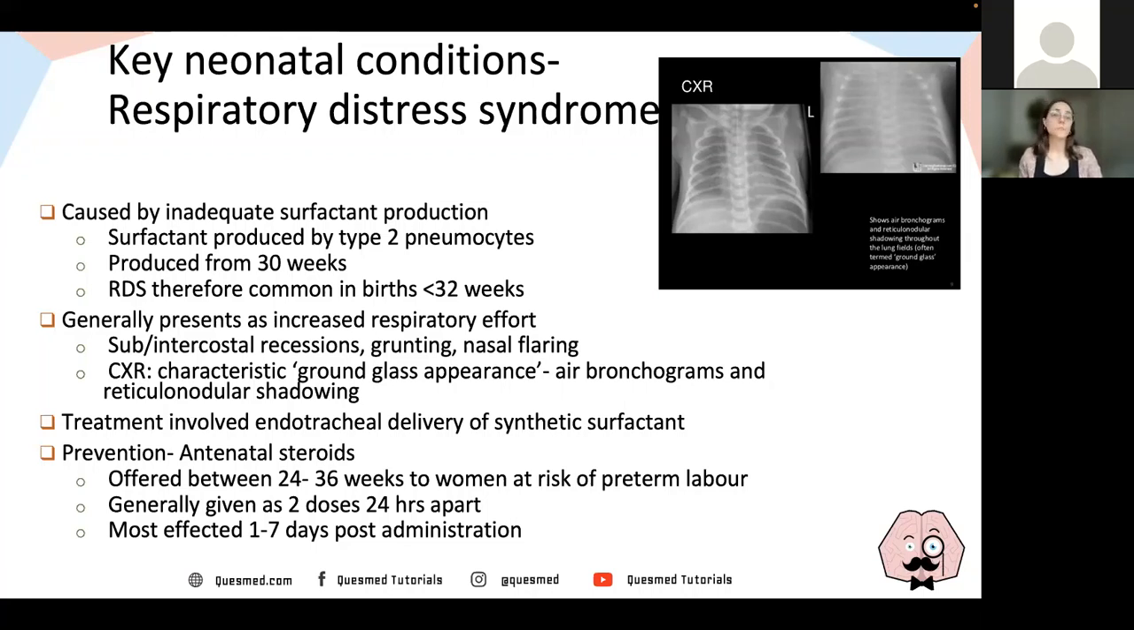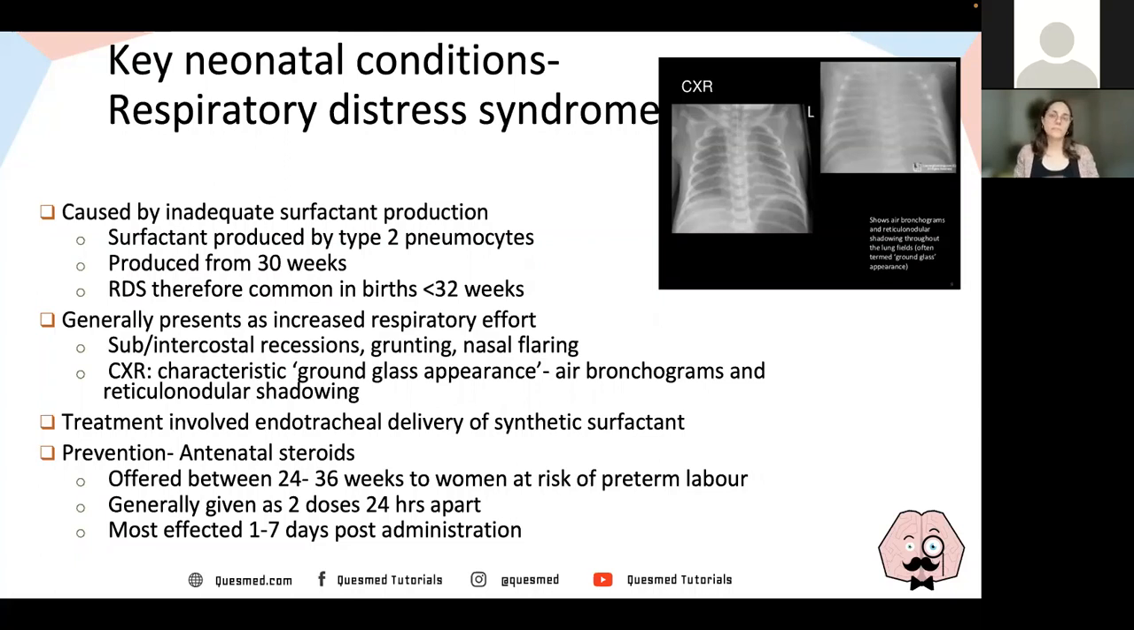These are offered between 24 and 36 weeks in women who might be going into preterm labor or are in preterm labor. Like I mentioned, the age gap at which you give it is larger than below 32 weeks. It is important, this is two doses 24 hours apart. If you've only given one dose of steroids, you're still at risk of respiratory distress syndrome.